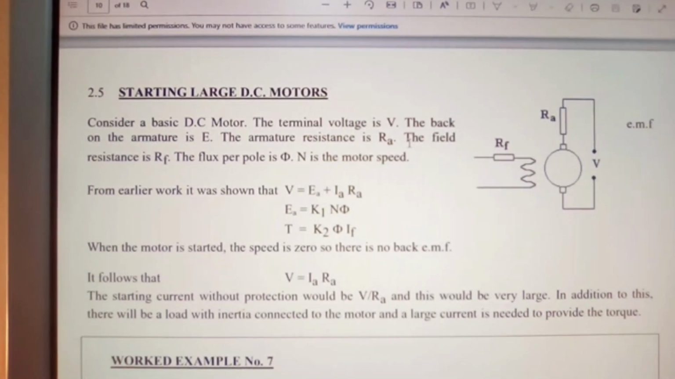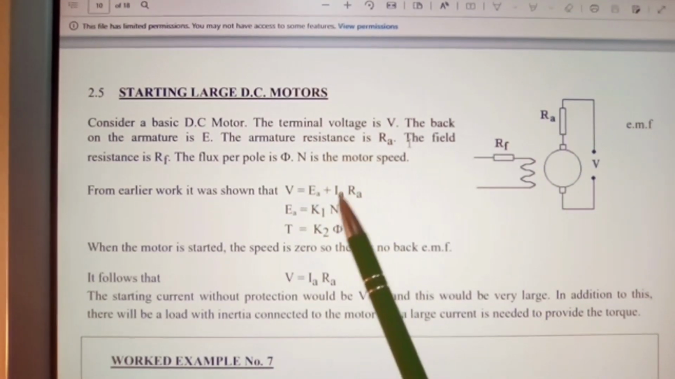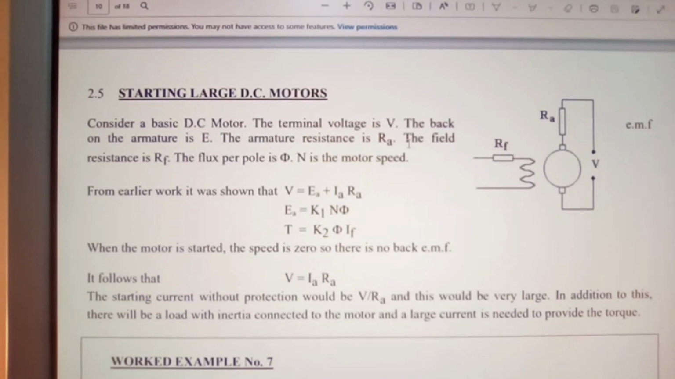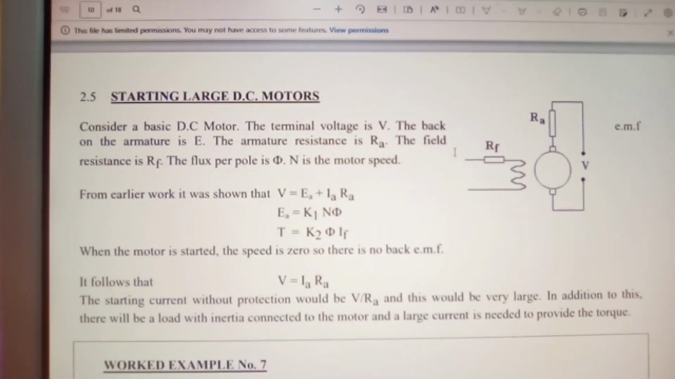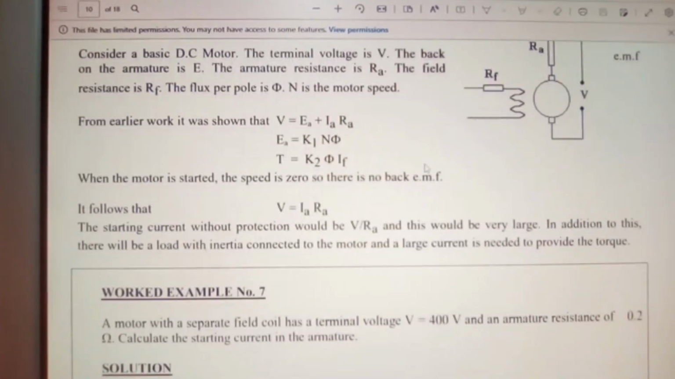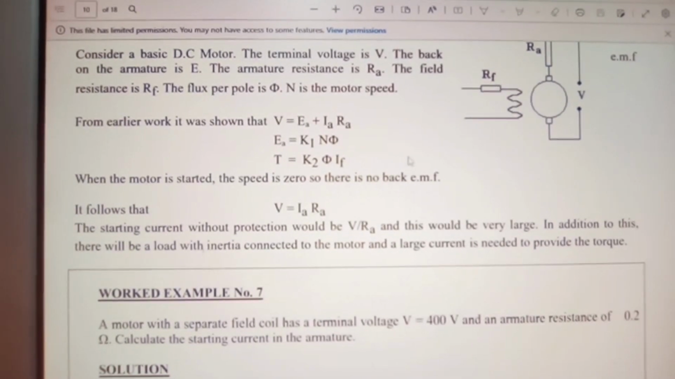From earlier work, it was shown that V equals EA plus IA times RA. Now again, you are applying the formulation that you've done previously. So this process becomes a work in practice. And practice makes what? Practice makes perfect.